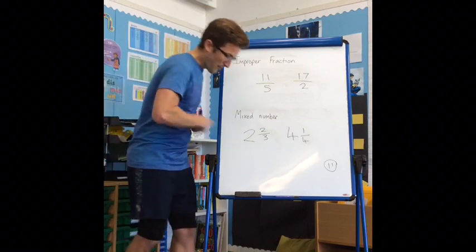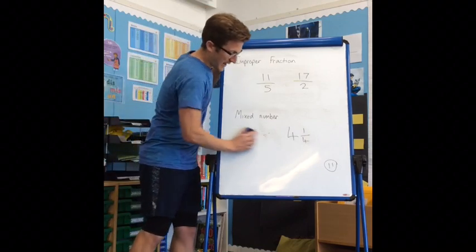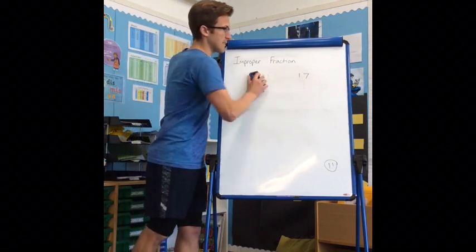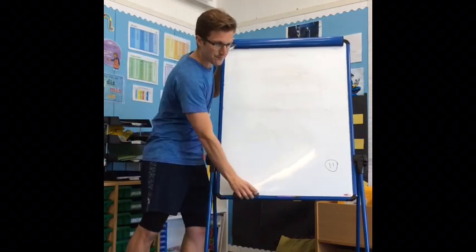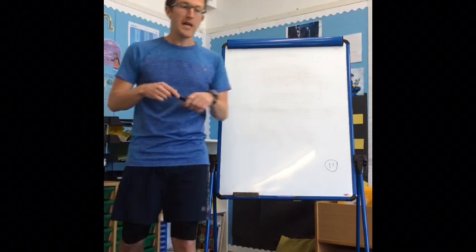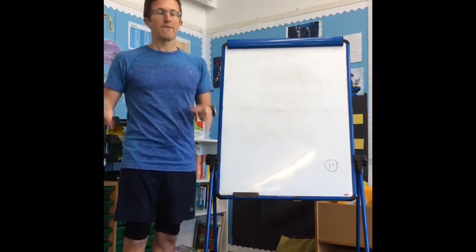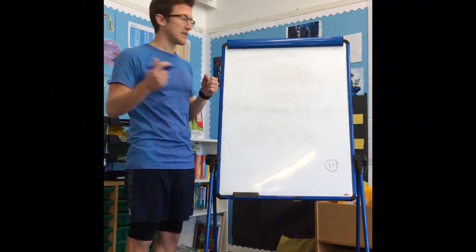Okay. So we're going to look at today how to convert, that is, change an improper fraction into a mixed number. I'm going to show you two methods. The first one is a drawing method using the bar model. So we're going to change 14 fifths, an improper fraction, into a mixed number.